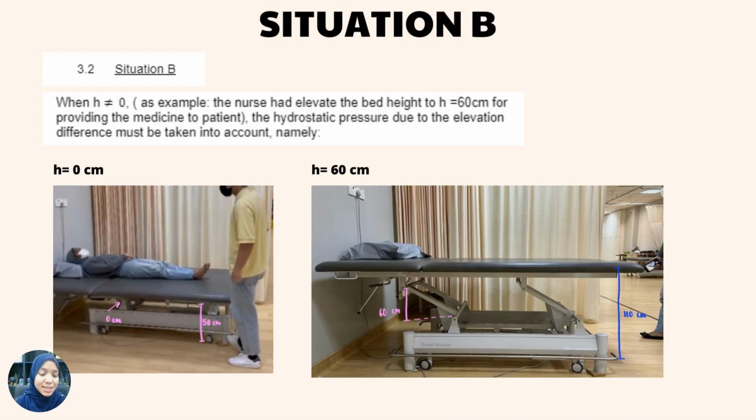In this case, we can see that the bed has been raised up to a certain height for medication purposes. On the left side, we can see the picture when the height is 0 cm, the lower part of the bed is close together, while on the right side, when the height is 60 cm, the part of the bed is raised up to that point, which is 60 centimeters.